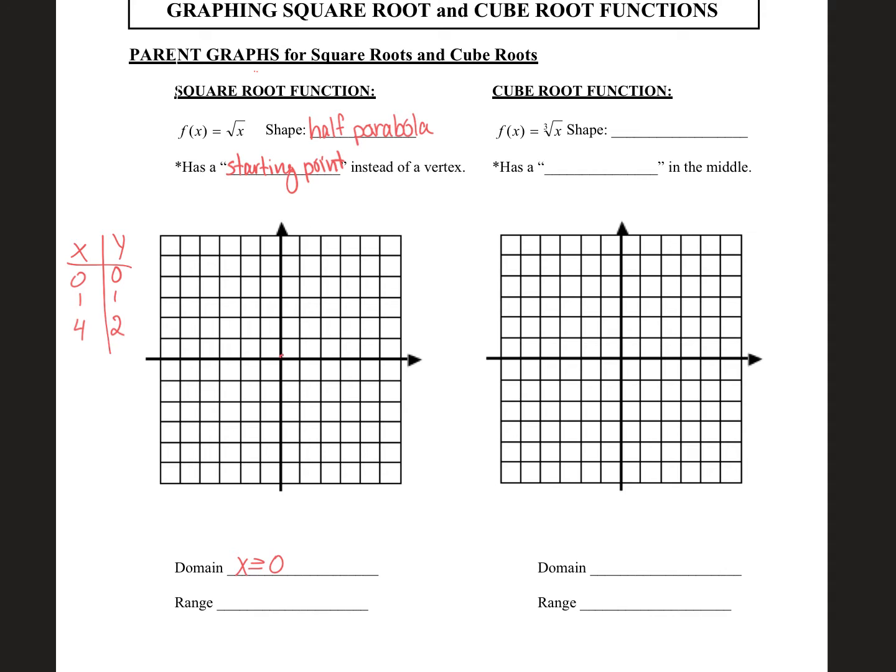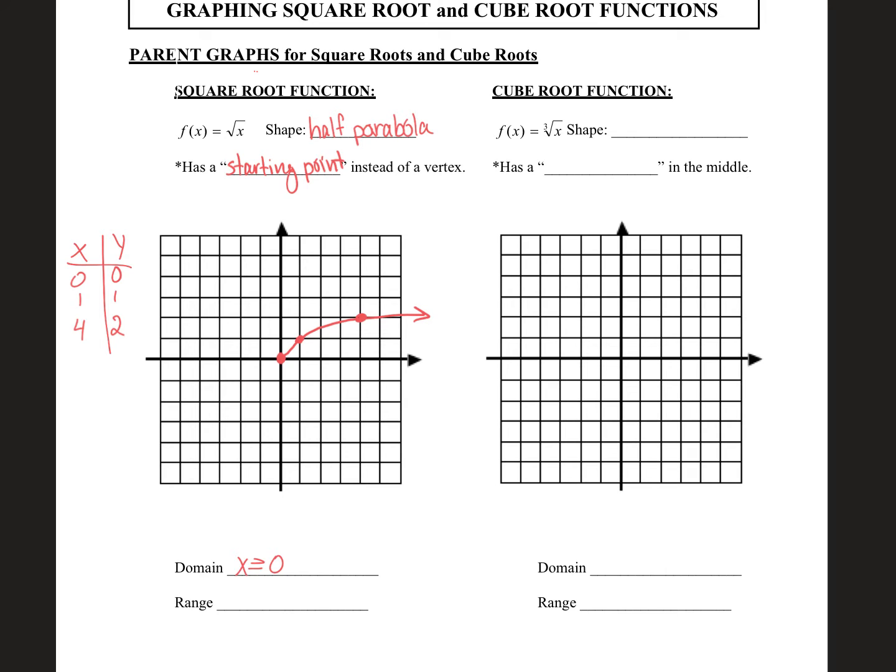So these 3 points will give us an idea of what our graph is going to look like. We start at (0, 0), (1, 1), and (4, 2). We don't really have a vertex, but we do have what we're going to call a starting point, which is (0, 0) in this case. We start here and we move out to the right.